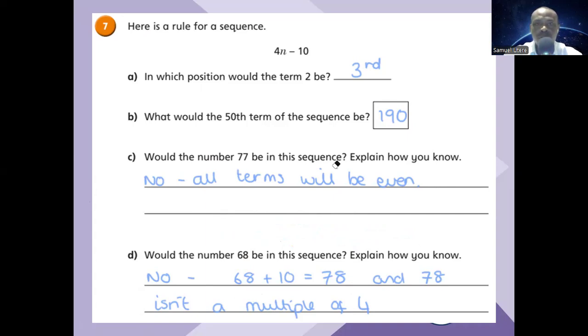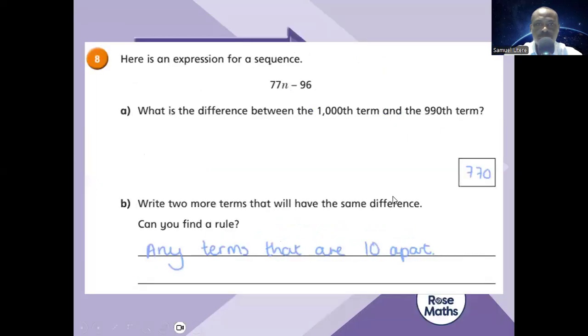Let's move on to question 8. So question 8, here is the answer. Question 8, you asked, here is an expression for a sequence, 77n minus 96. What is the difference between the 1000th term and the 990th term?